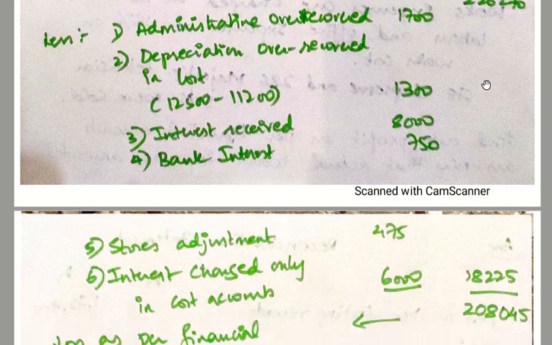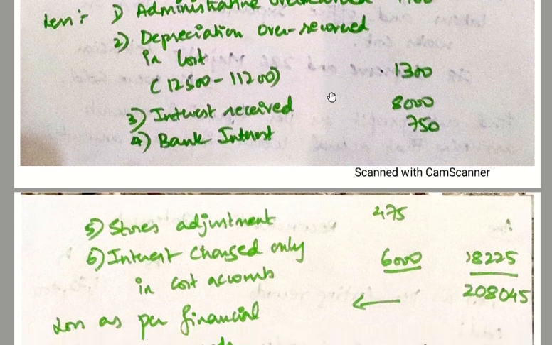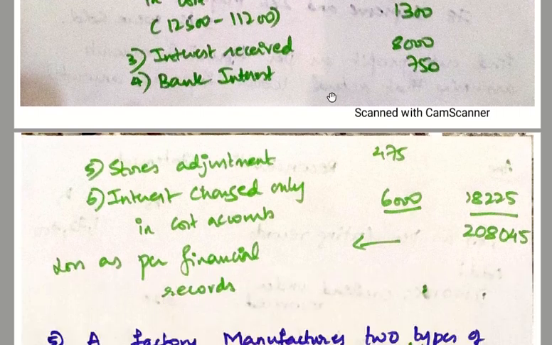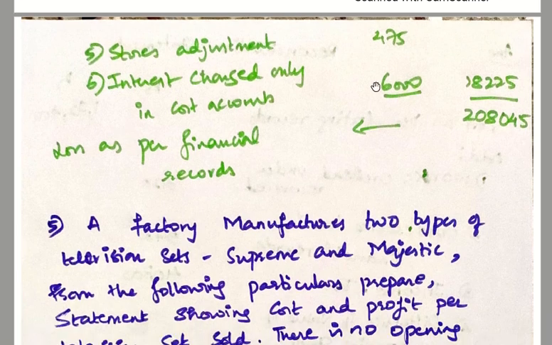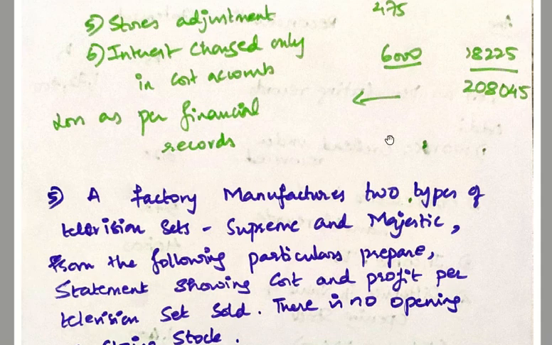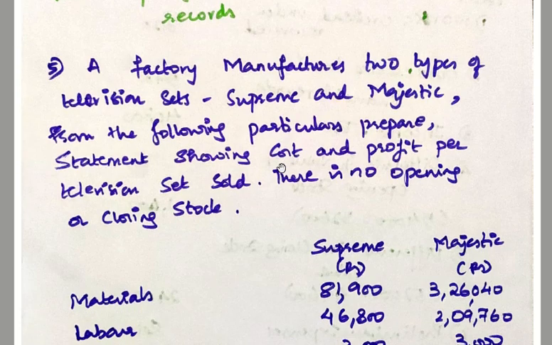53,870. So when you total it, you get 2,26,270. So now you will minus your administrative overheads, which is 1,700. Depreciation overhead over recovered in cost, so 12,500 minus 11,200, which is 1,300. Interest received is 8,000. Bank interest is 750, and you have your stores adjustment, which is 475. Interest charged only in cost account 6,000. So the total is 18,225. So when you add and minus with your loss as per cost account, you get 2,08,045, which is equal to your loss as per financial records.